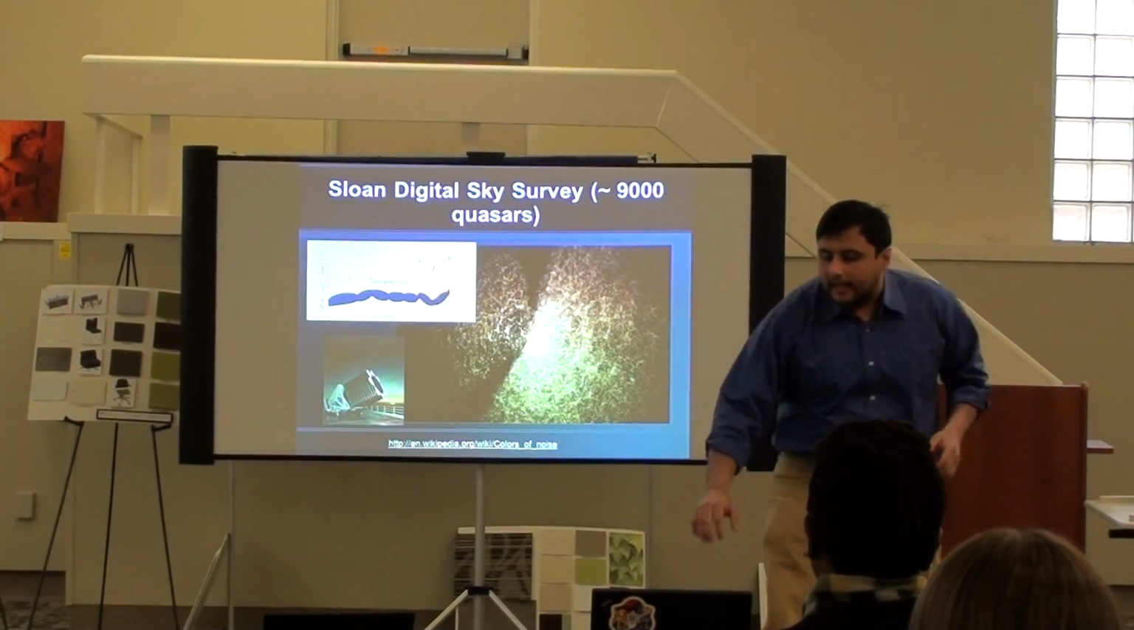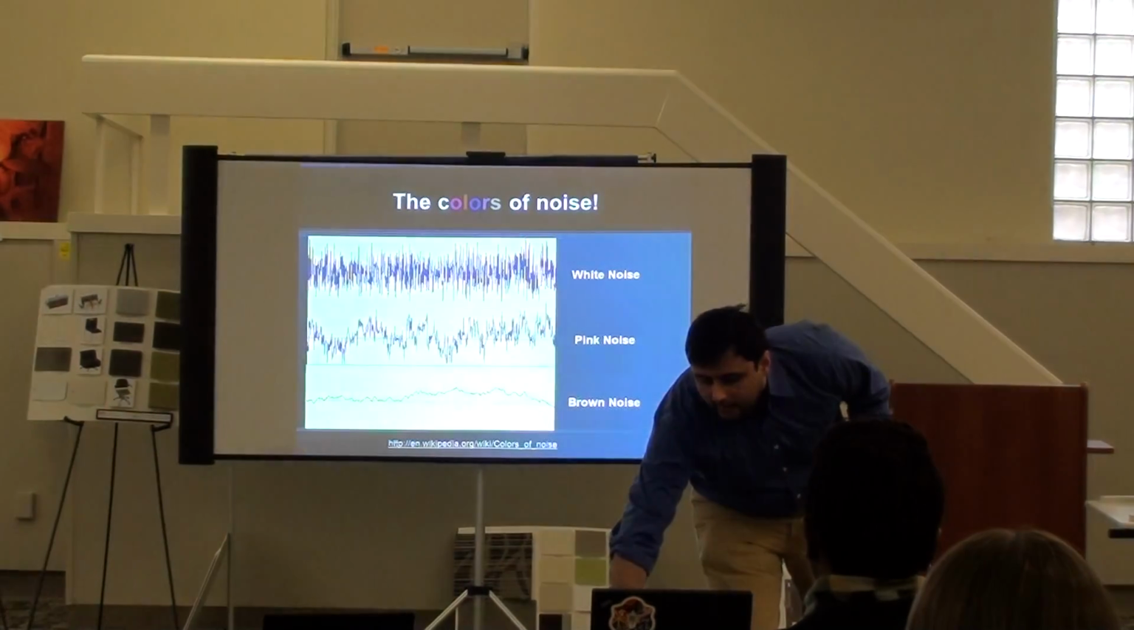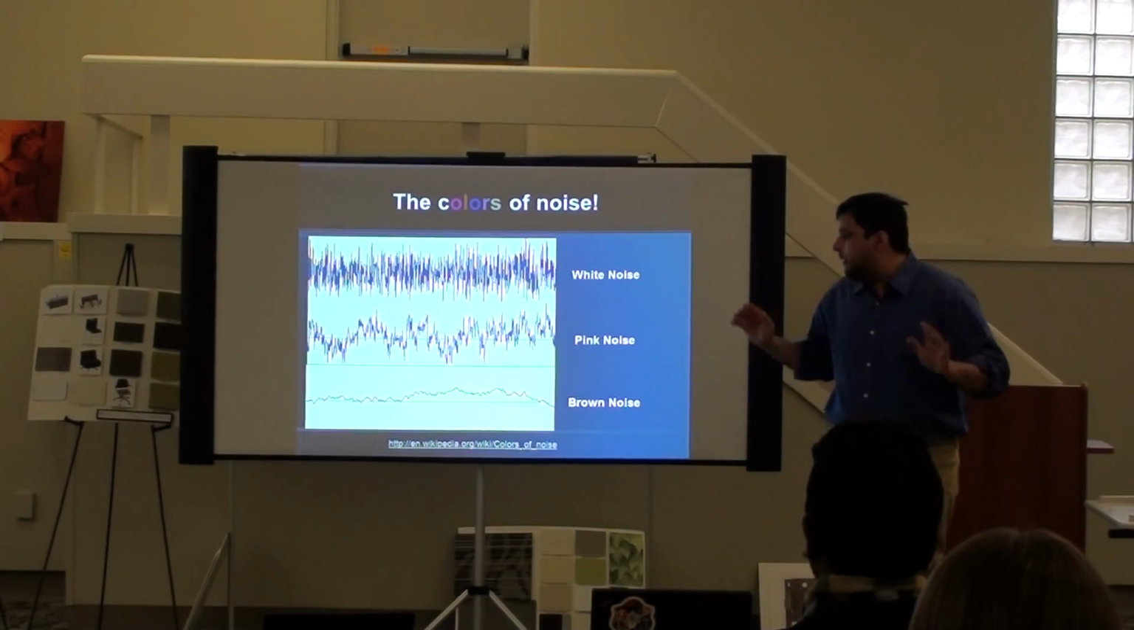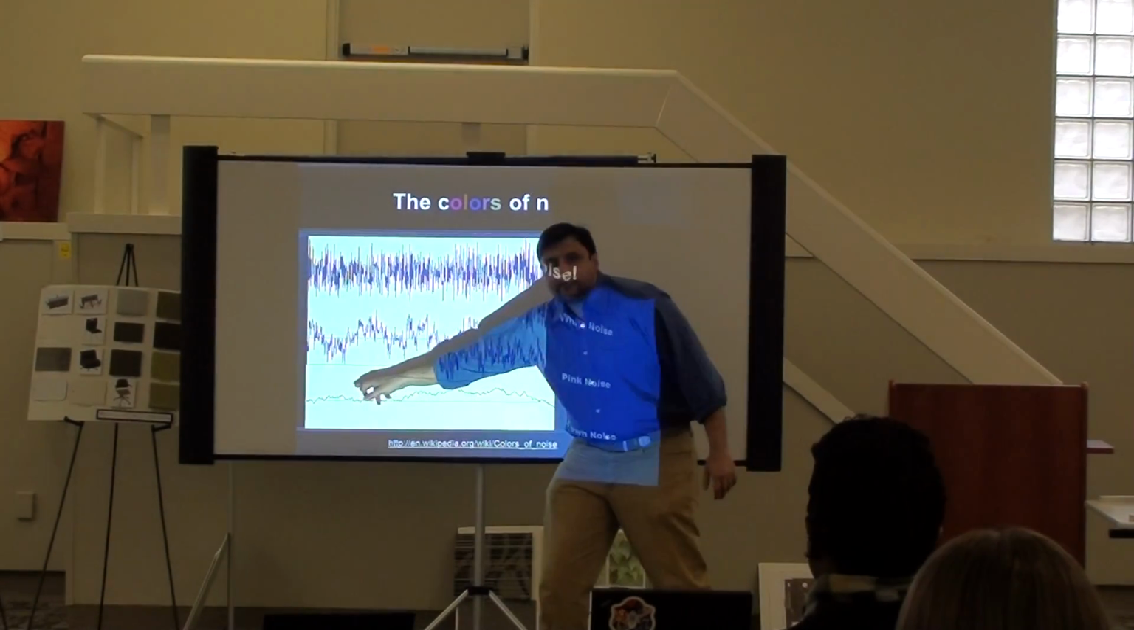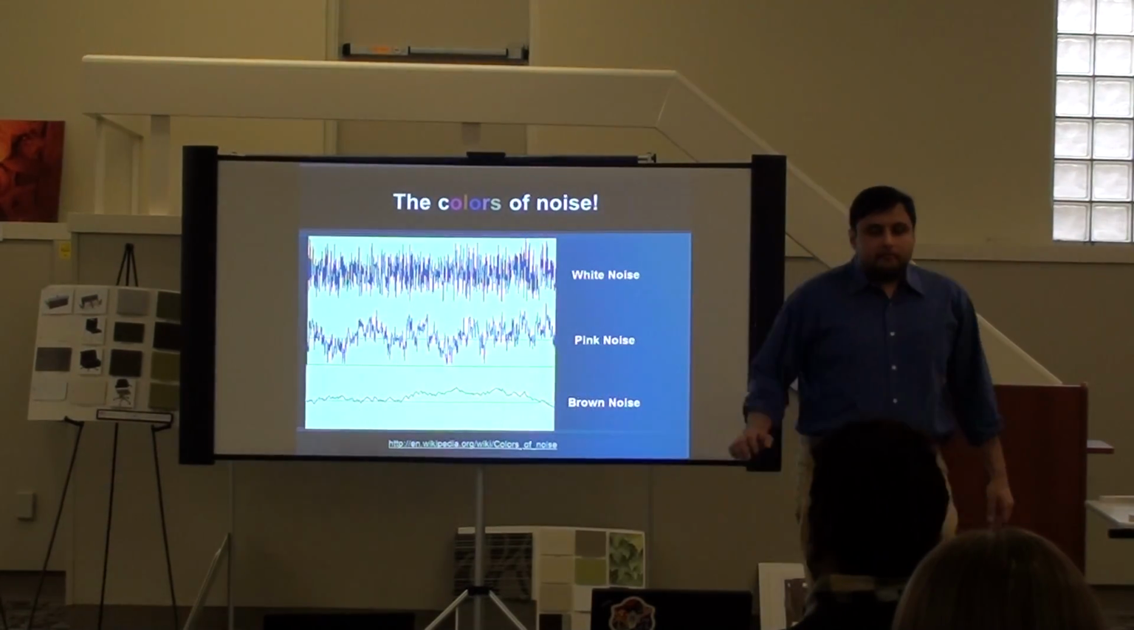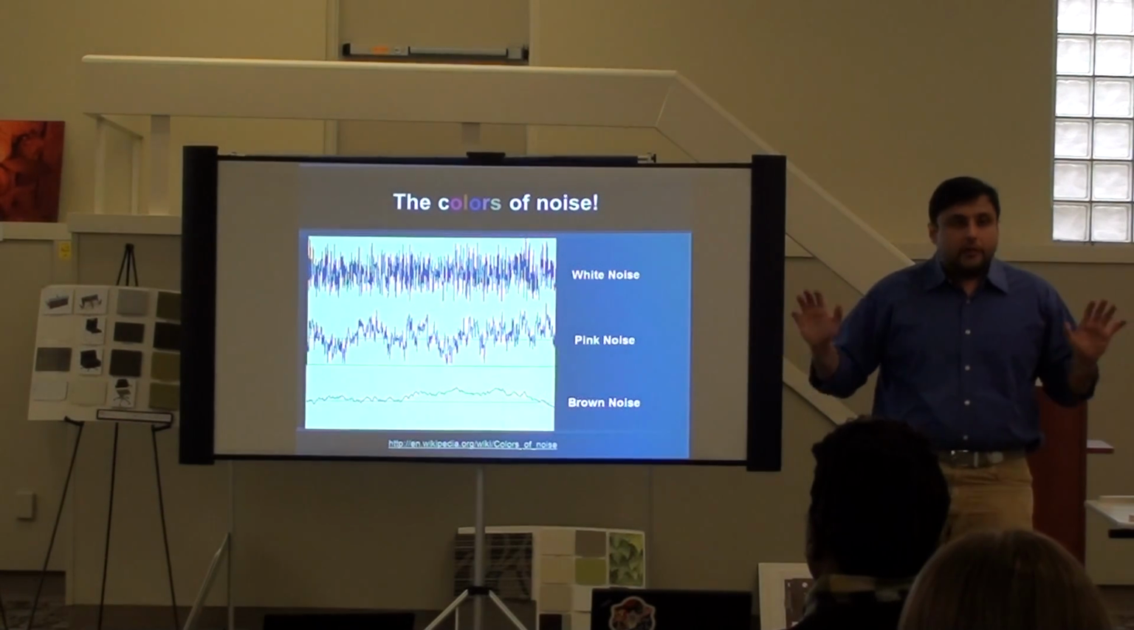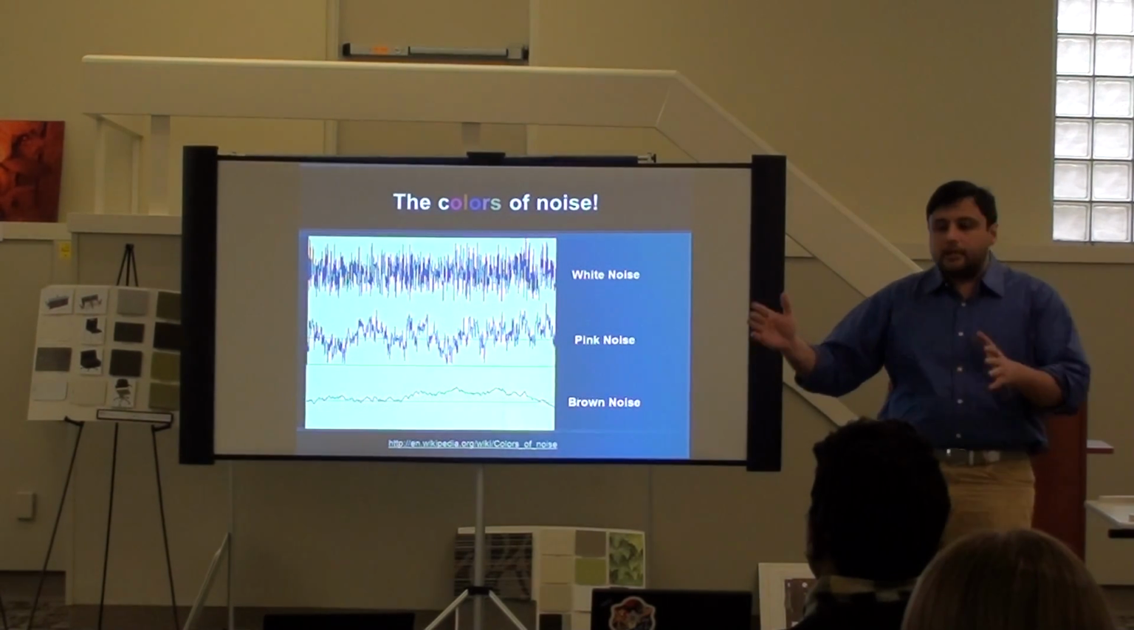But you can do a lot of science with Sloan, and people have done a lot of science with Sloan, and one of the things that they found is that it's supposed to be the case that quasars really kind of look like brown noise. Okay? But this is based on very poorly sampled data.